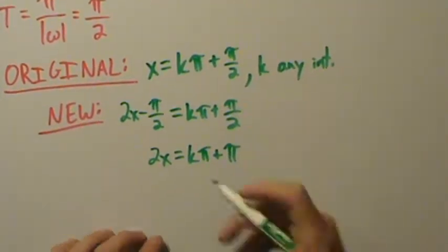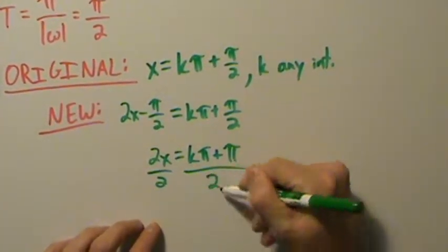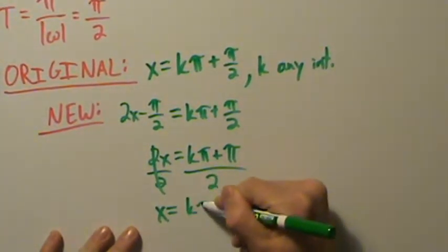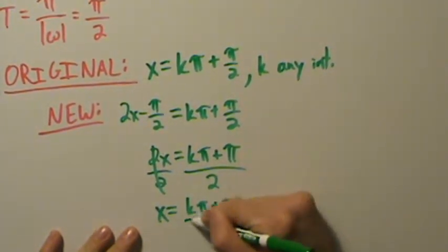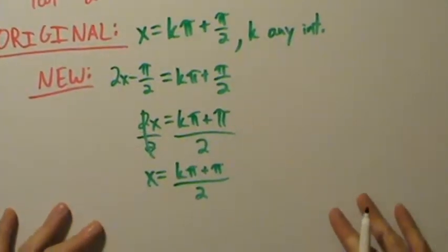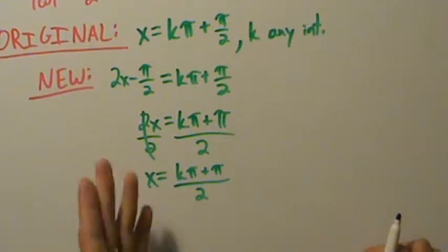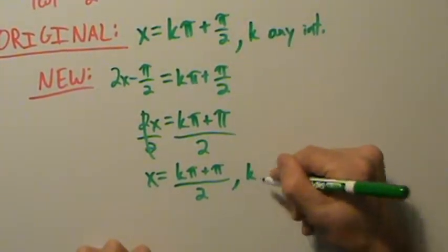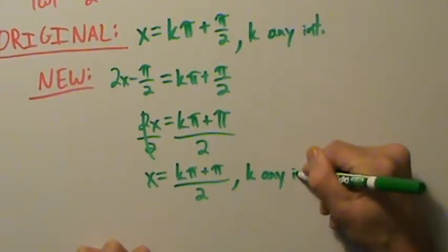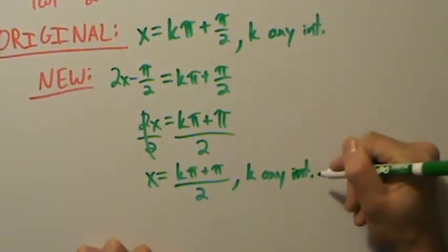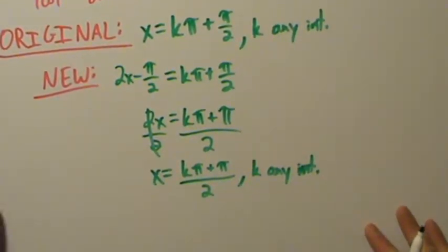Now we're solving for x, so we divide everything by 2. So then x equals k pi plus pi all over 2. And if we want, we could split it up into 2 fractions, but there's really no need. We'll just leave it like this, and it's k as any integer. We'll just put that there to be thorough. So that's it for step 1.